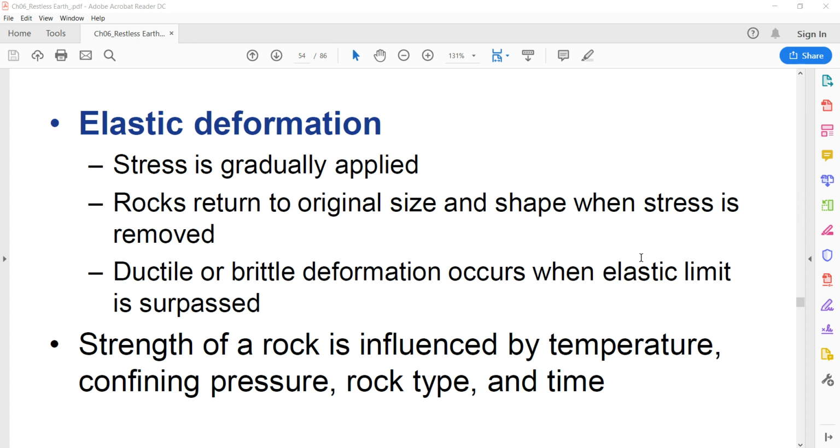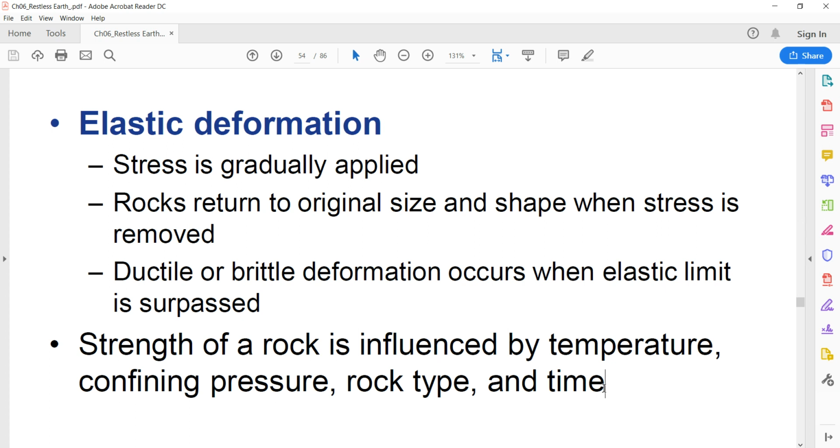Strength of a rock is influenced by temperature, confining pressure, rock type, and time. So these are the factors. I want you to remember these 4 factors which influence the strength of a rock: temperature, confining pressure, rock type, and time. Temperature, like we discussed in that example of putting a chocolate bar in a microwave oven and heating it for a little bit. So that is how exactly the temperature will soften the rock, and it will change the strength of a rock.